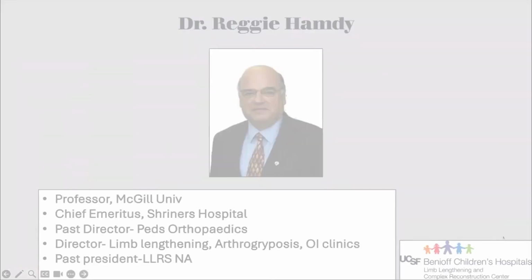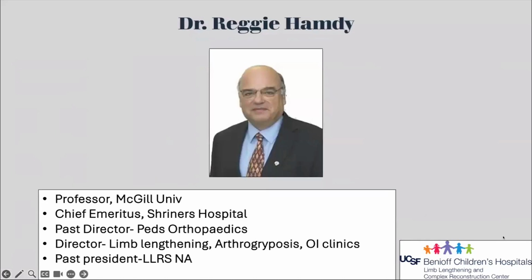Like to introduce our next speaker, my dear friend, Dr. Reggie Hamdy, who is here from Montreal, Canada. Reggie is a professor at McGill University, the chief emeritus at the Shriners Hospital in Montreal, and the past director of pediatric orthopedics at McGill. He's also the director of the Limb Lengthening Clinic, the Arthrogryposis Clinic, and the Osteogenesis Imperfecta Clinic at the Shriners in Montreal, and the past president of LLRS North America, the Limb Lengthening Reconstruction Society of North America. So Reggie's going to talk about limb optimization for severe congenital limb differences.